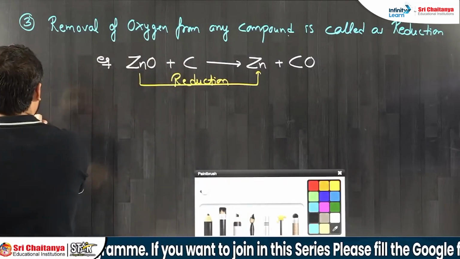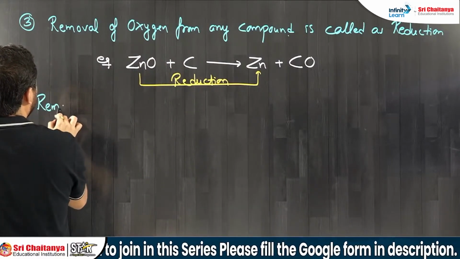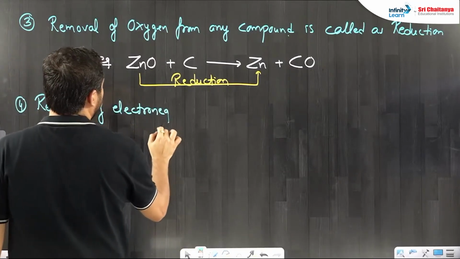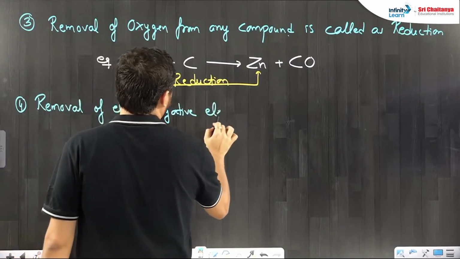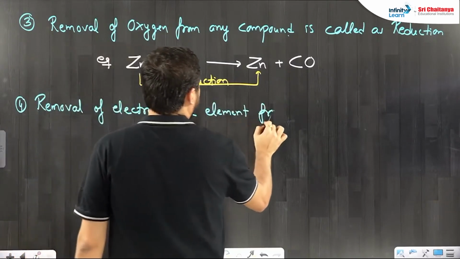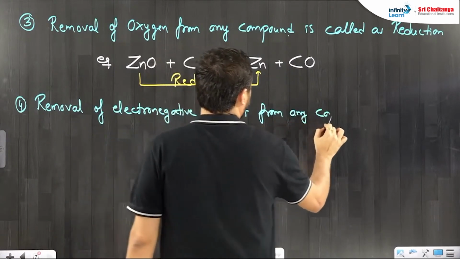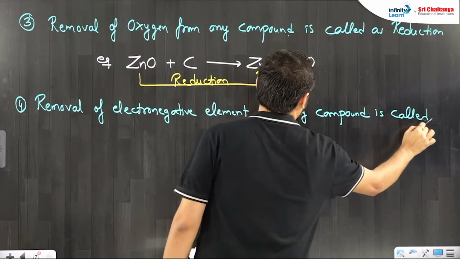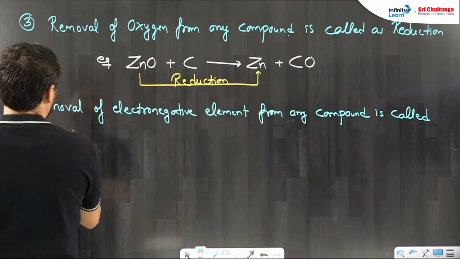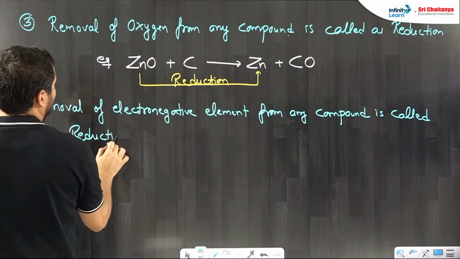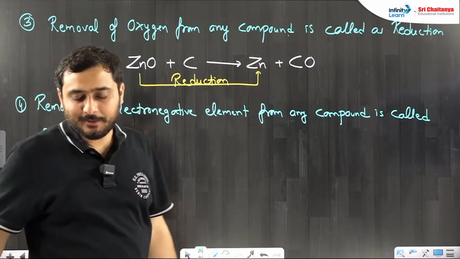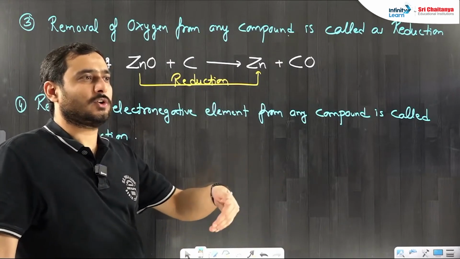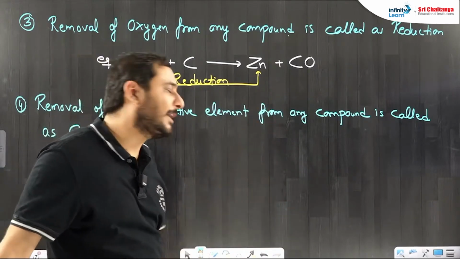And last point about removal is removal of electronegative element from any compound is called as which process? Reduction process. Now what are electronegative elements? Electronegative elements are those elements which have tendency to gain electron, like fluorine, chlorine, bromine, iodine, oxygen, nitrogen.